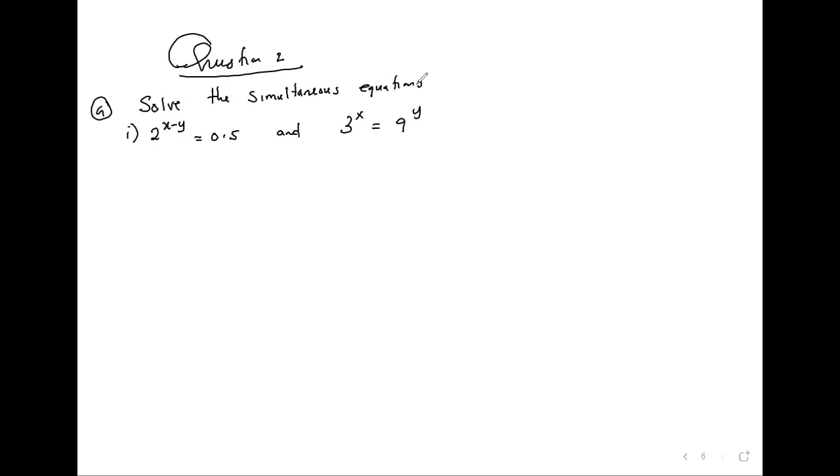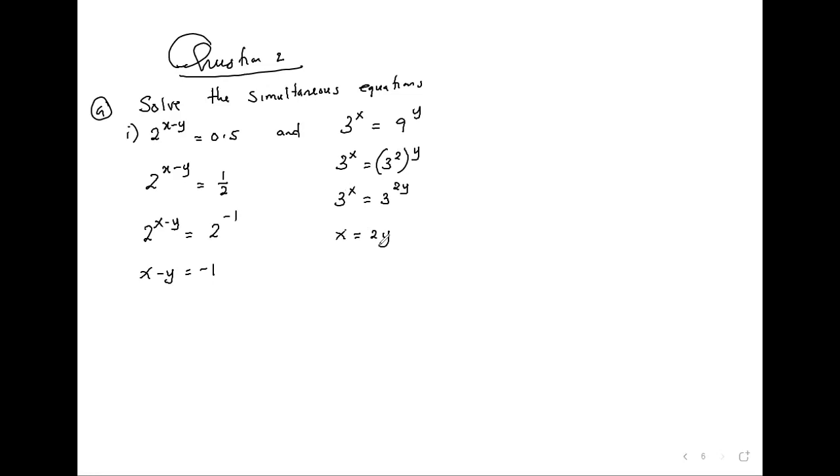So this you can write it as 2x minus y is equal to 0.5, which is 1 over 2. Because of the power, you can leave it in this form. Is equal to 2 to the power negative 1. So that you know that x minus y is equal to negative 1. Then you leave it there. You go and touch this one on the right. So you can write 9 as 3 power 2, which gives 3 power x is equal to 3 power 2y. Bases are the same, so x is equal to 2y.